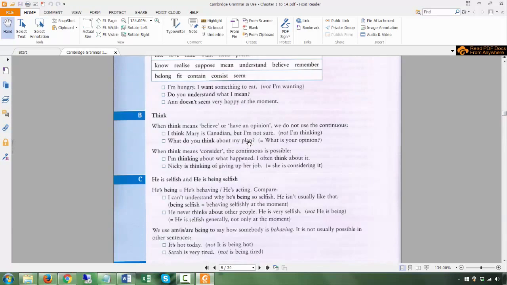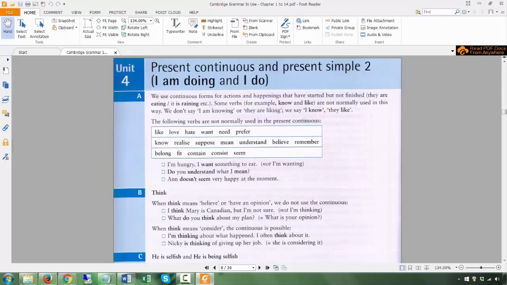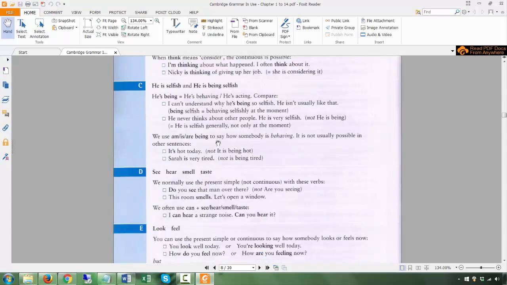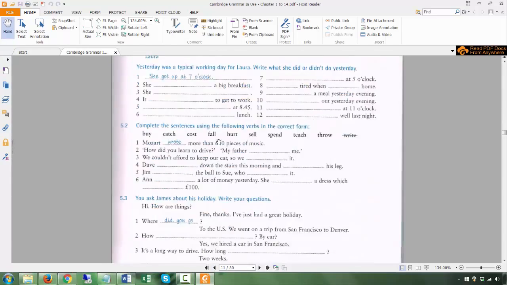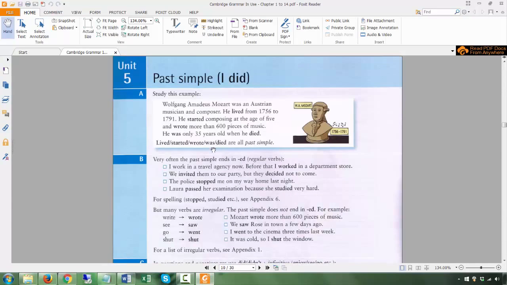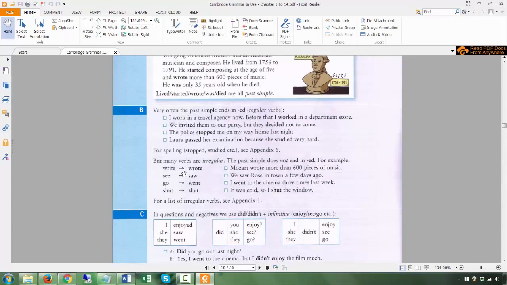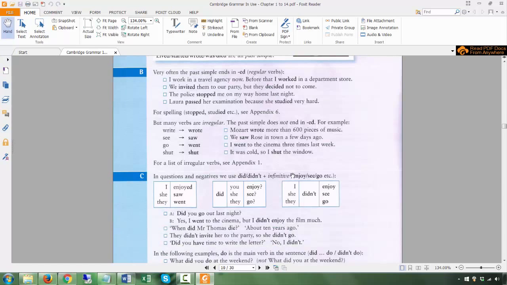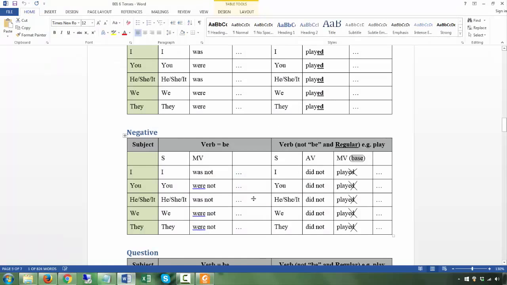Let's go back to the past simple, unit 5. So you can go through whatever I just said. Many verbs are irregular, so write becomes wrote in the past simple, which is all in the list at the back of this PDF, right? And it tells you how to form the questions and the negative, which is basically, if you understand how to use this, it's all here.